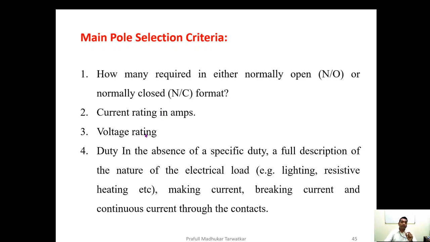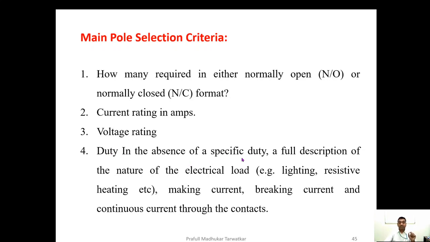Then at what voltage the contactor is operating, whether it is operating for a single phase circuit or a three-phase circuit, and if three-phase circuit, at what particular voltage level the contactor has to be operated. Depending on that, the corresponding rating of the main contact along with the contactor is selected.